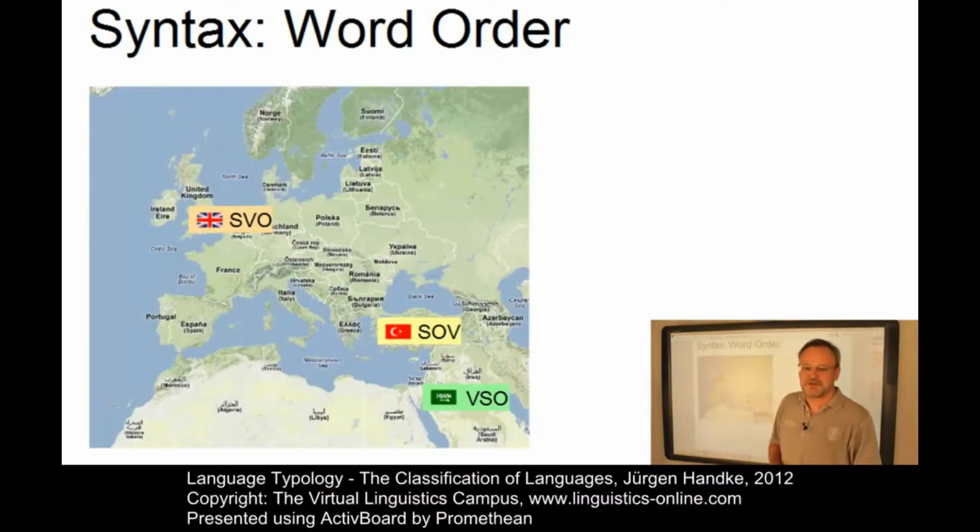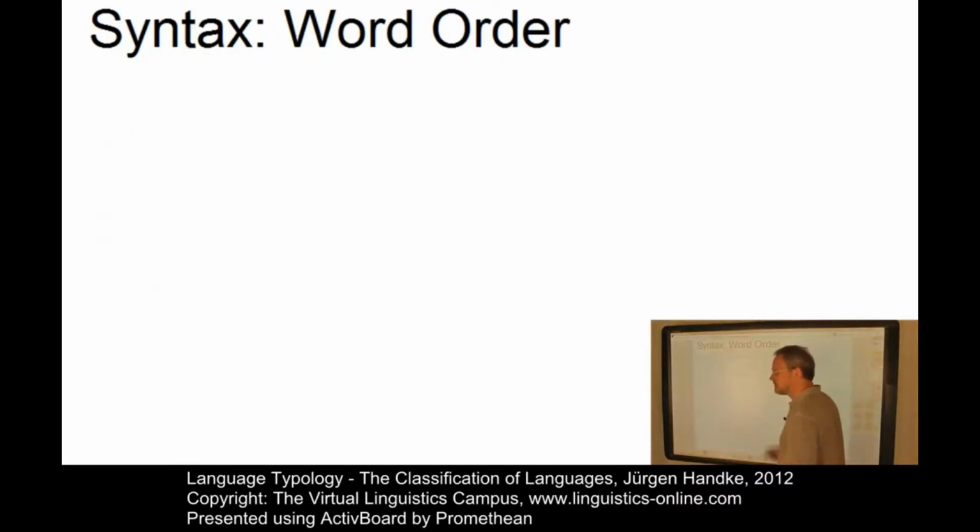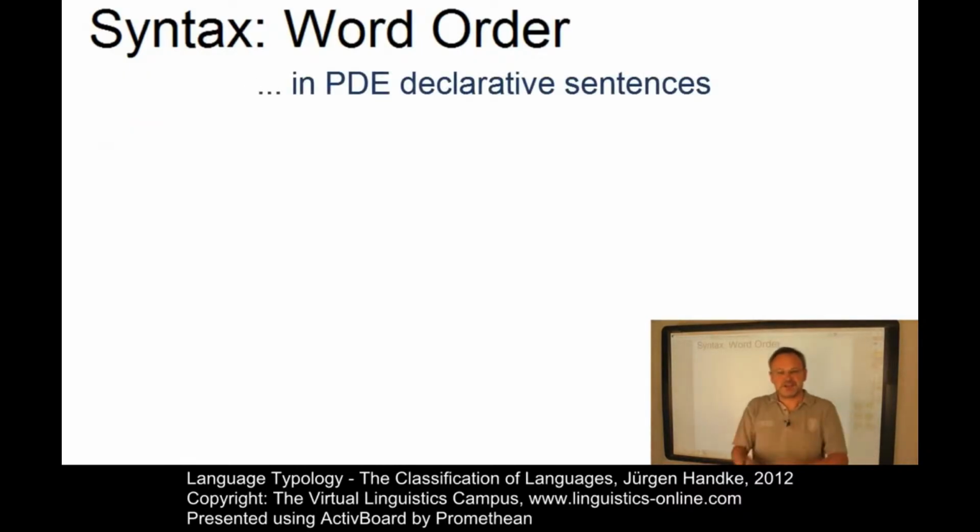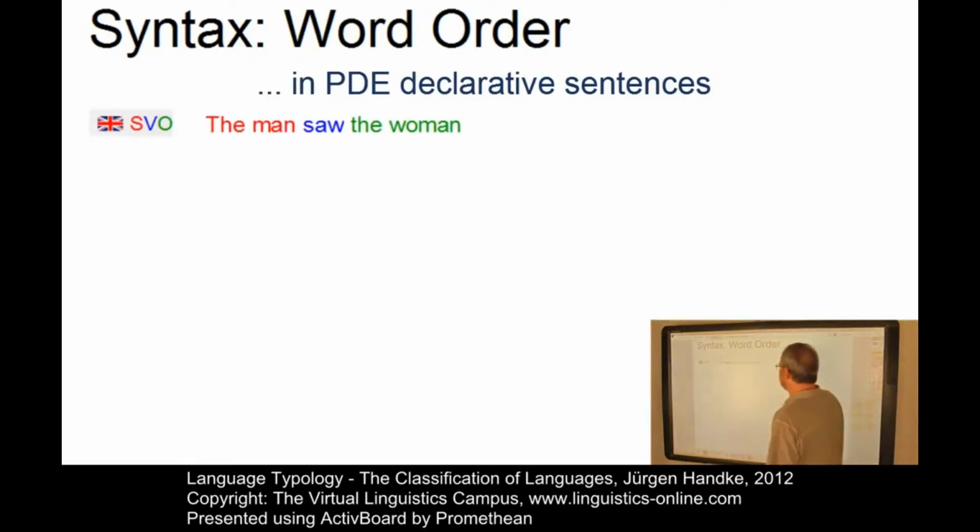Well, let us illustrate this with present-day English. In present-day English declarative sentences, and these are the sentence types we are going to explore, the following word order types can be found, or not. We all know that English has many examples where we have the subject indicated in red, then the verb, blue, and the object represented in green. The man saw the woman. No problems with that word order.